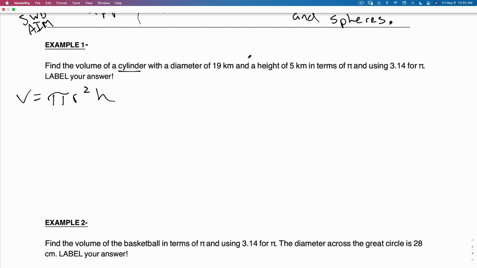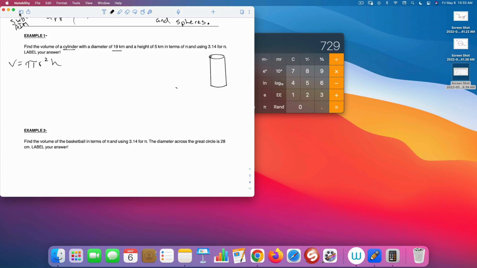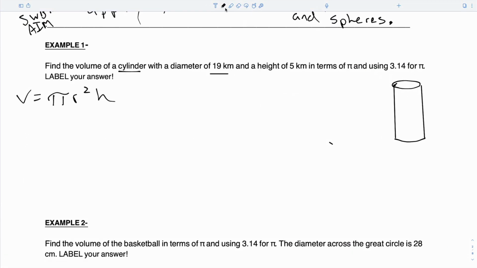It tells you this cylinder has a diameter of 19. So let's make a picture for this first one so we can see what's happening. There's our cylinder. And if it's a diameter of 19, it's going across the top of the circle. And this thing is just cutting the whole top all the way across, like that. That's 19. The height is 5, and they want us to use 3.14.